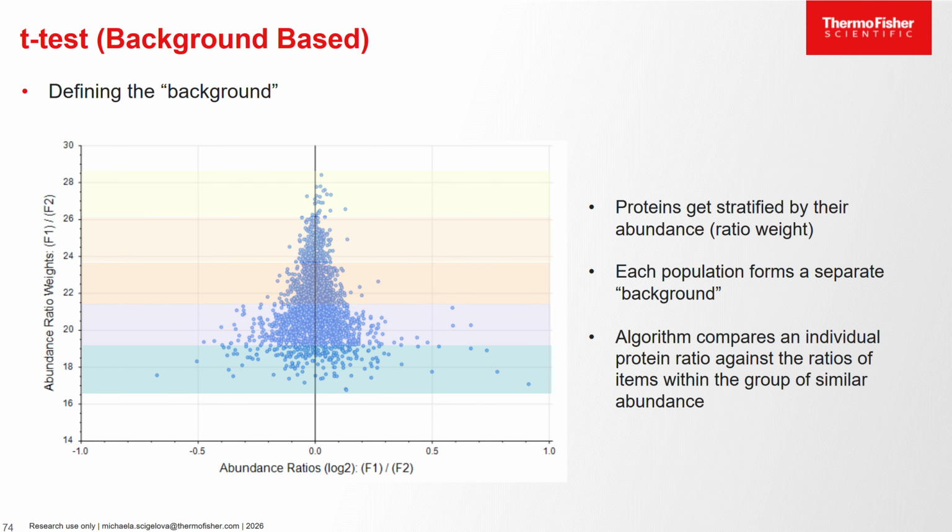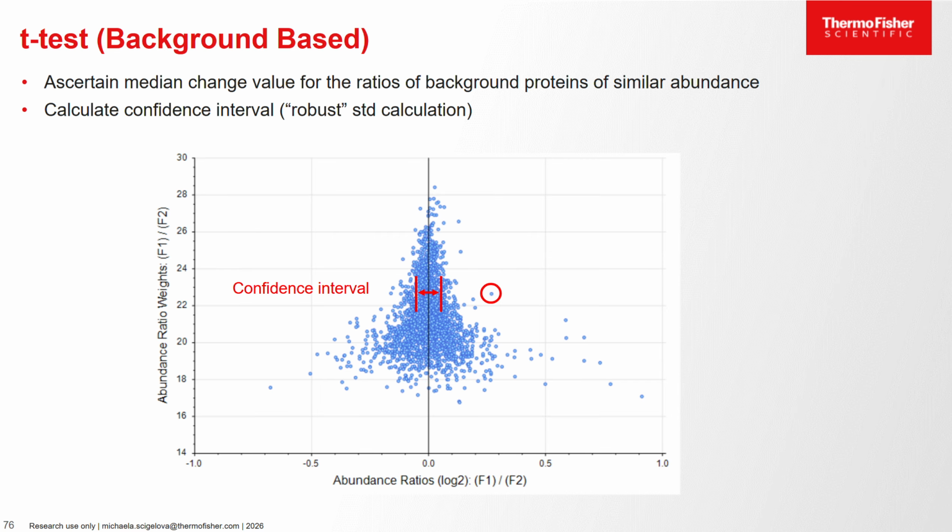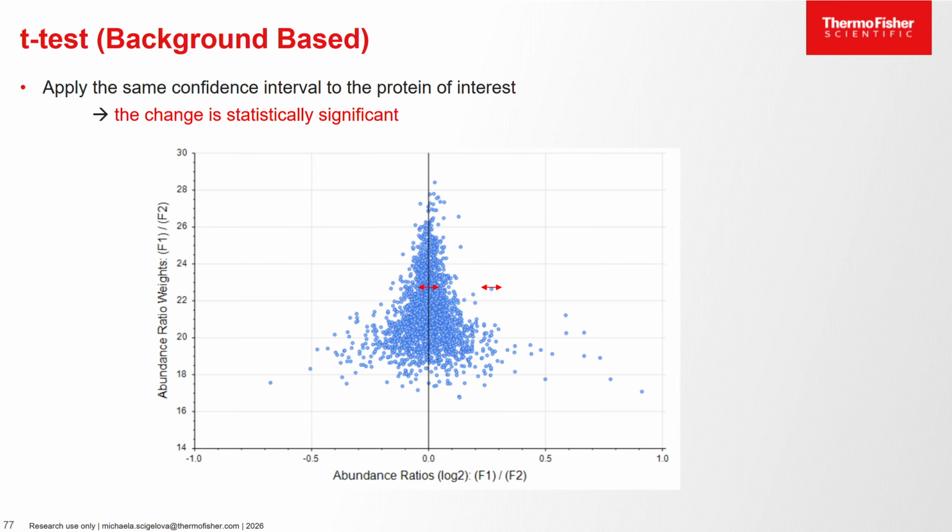So this stratification of the population is important because when you then decide that you want to check whether a particular protein is changing significantly between the two samples, the software will go into the subpopulation of those proteins which are of similar abundance to the protein you are asking about, and will then calculate their confidence interval, using a special calculation method. We call it robust standard deviation calculation. You can, if you have interest, again refer to the publications I have mentioned. Within this confidence interval, we make use of the second assumption that our protein of interest has the same confidence interval, and then we can check whether the ratio change considering such a confidence interval is statistically significant.